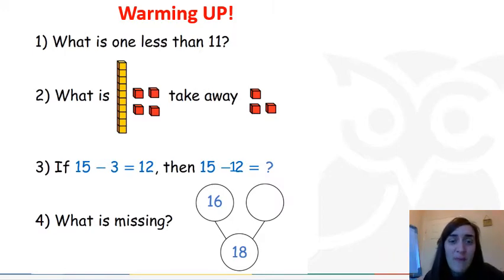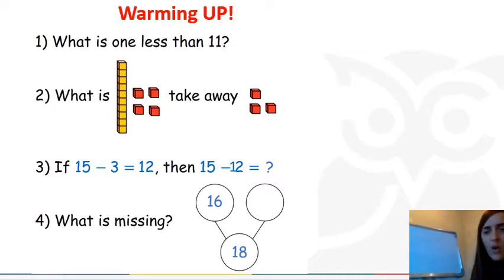And question 4, a part whole model. Which number is missing from the part whole model? Have a think. Pause the video now if you need a little bit more time. We're going to go through the answers.